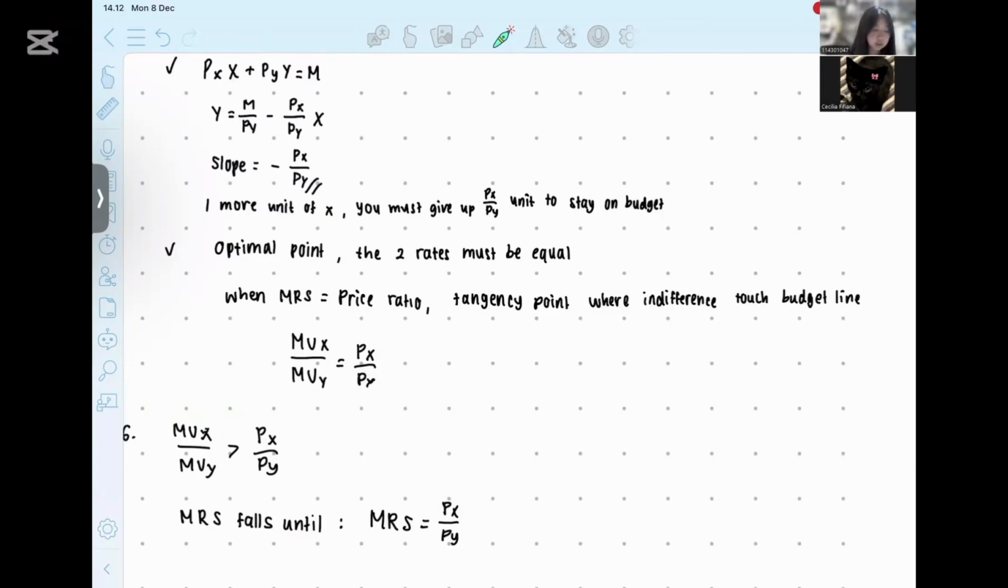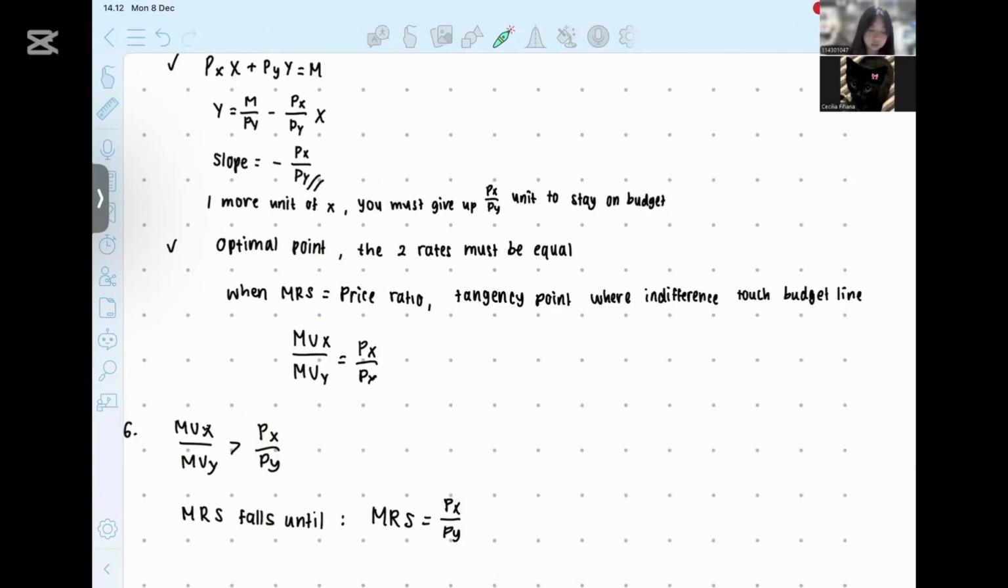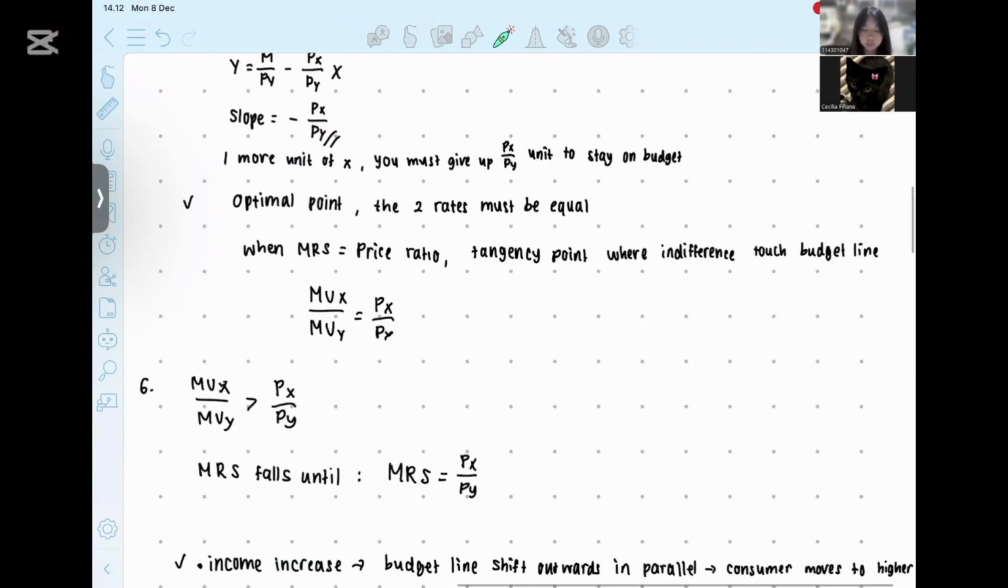And we can rewrite or rearrange it like this. So MUx per MUy equals px per py, or MRS equals the price ratio.